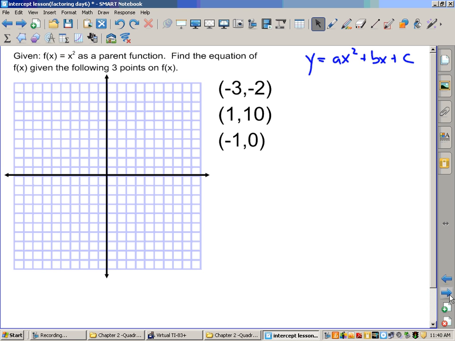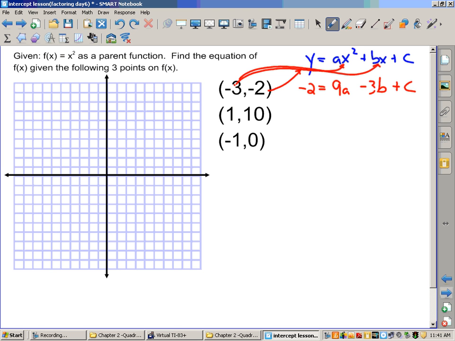There's our standard form. I'm going to take this first point, and I'm going to plug in the y-coordinate in for y, and the x-coordinate into x. Okay, this will give us negative 2 equals... you better double check me. I've already made 2 mistakes on the worksheet, so I don't want to make another one here.